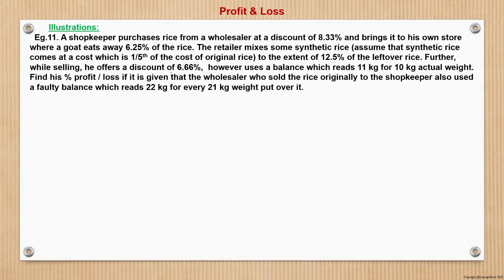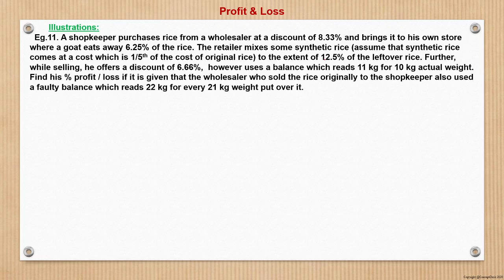This is also essentially the same problem, I think a bit of a variation. Let us go through the question. It says that a shopkeeper purchases rice from a wholesaler at a discount of 8.33% and brings it to his own store where a goat eats away 6.25% of the rice. The retailer mixes some synthetic rice. Assume that the synthetic rice comes at a cost which is one fifth of the cost of original rice.